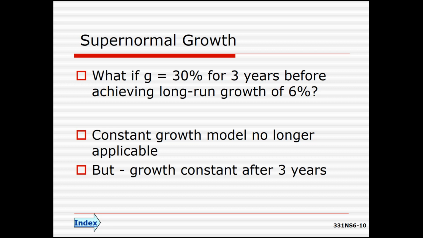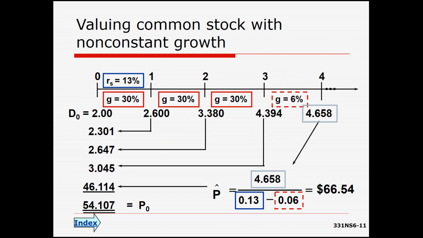But what if the stock is growing at a supernormal rate for a few years before settling into a stable growth pattern? We obviously can't use the constant growth model, at least not for the non-normal years, but at some point the growth does become constant. Let's assume our stock is going to grow at 30% for 3 years, then stabilize at 6% forever. The required return is still 13%.